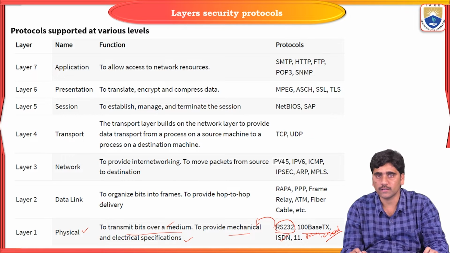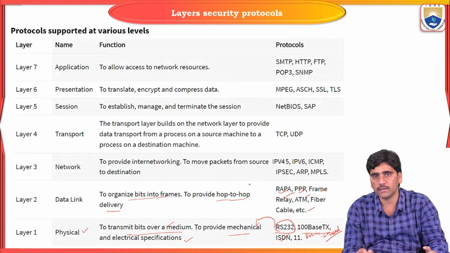And the data link layer. In this data link layer, bits are organized into frames, and it provides hop to hop delivery. For this, we are using different types of protocols: HDLC and PPP protocol, frame relay protocol, ATM protocol, fiber cables, etc. These are different protocols implemented for transferring the data.